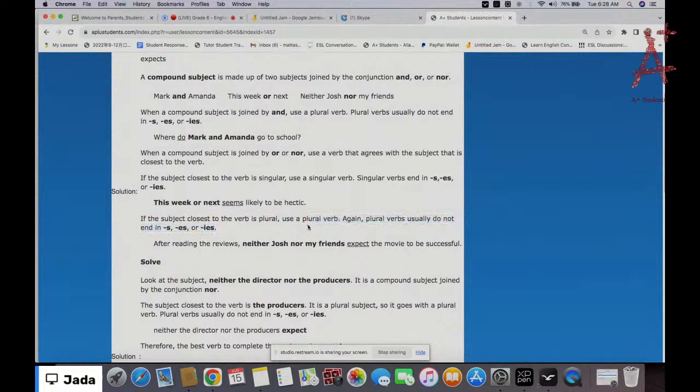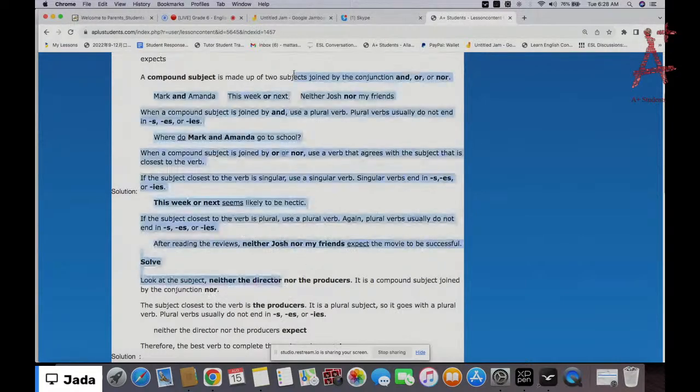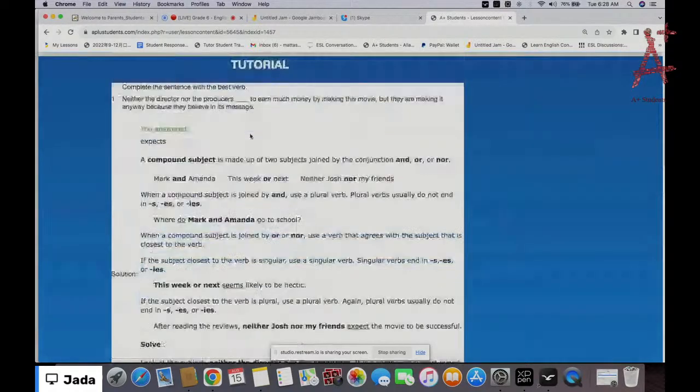Again, plural verbs do not end in s, es, or ies. So you have to take note of that. The reviews: neither Josh nor my friends expect the movie to be successful. So you see that here. Now look at the subject, neither the director nor the producers. That should be the first question here.